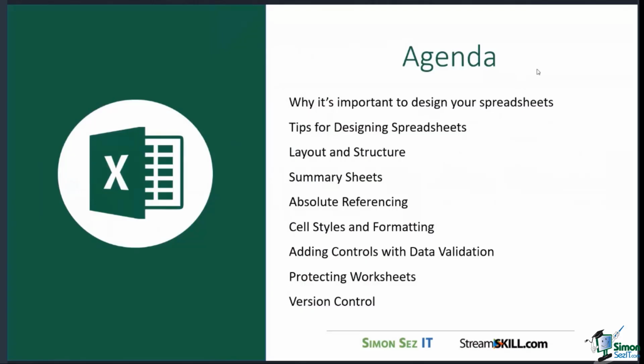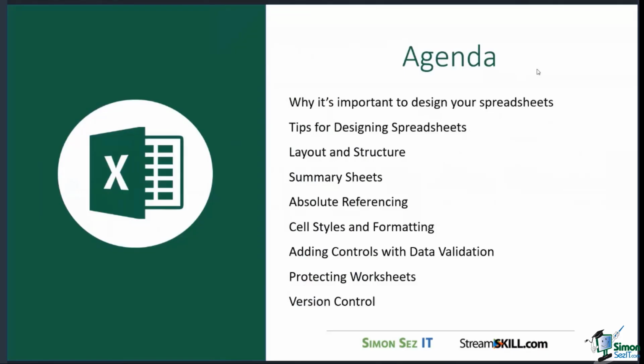We're going to talk about the layout and the structure of your workbooks, and I'm going to show you how you can utilize something called summary sheets. I'm also going to do a recap on absolute referencing because that's a really important thing when it comes to cutting down on errors and the amount of things you're having to change in a spreadsheet. And we're also going to look at how we can use cell styles and formatting to make our spreadsheets really easy to understand.